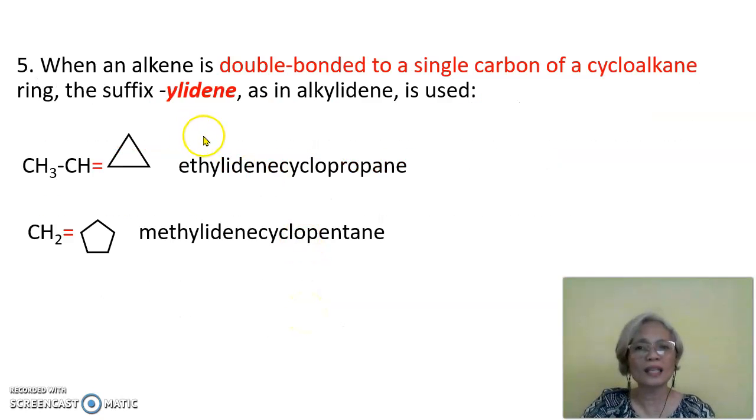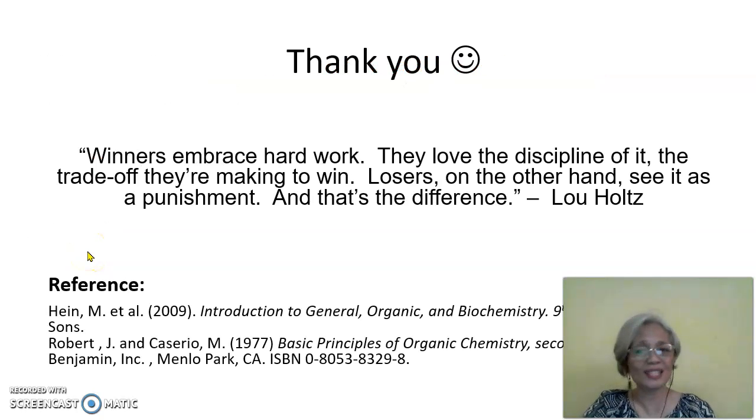And then, when an alkene is double bonded to a single carbon, the suffix is ylidene. So, we have ethylidenecyclopropane and methylidenecyclopentane. So that's it. Thank you. I hope you have a clear grasp of naming alkenes. Stay safe and stay healthy, class. See you.